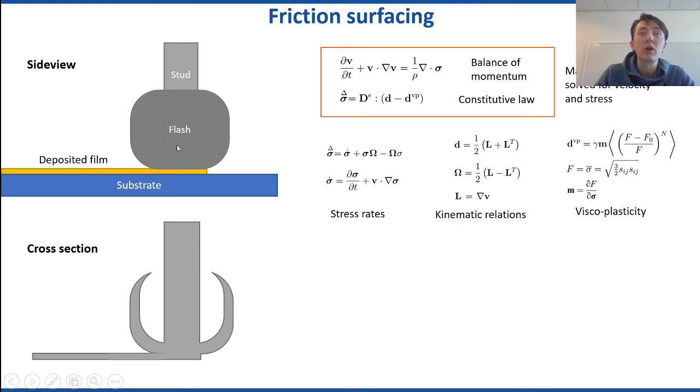Now, secondly, it will also sort of curve upwards. That's producing this flash, and if we look at a cross section here, then that's what we see, right? So part of the metal is plastically flowing into the deposited film, and part of the metal is plastically flowing into the flash, and at the same time the stud is moving to the right, right? That's why we have this deposited film on the left here.